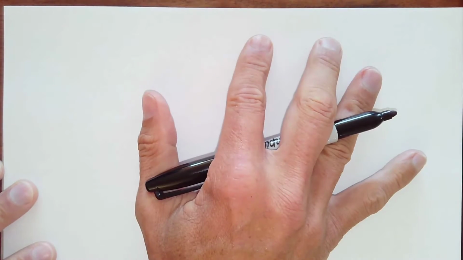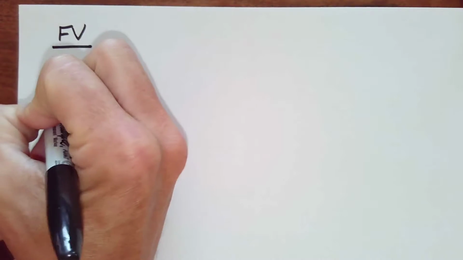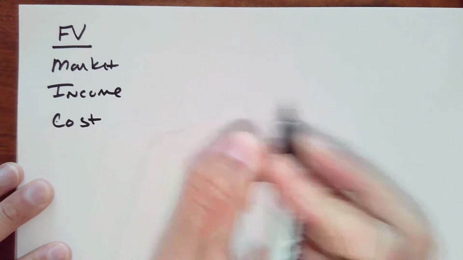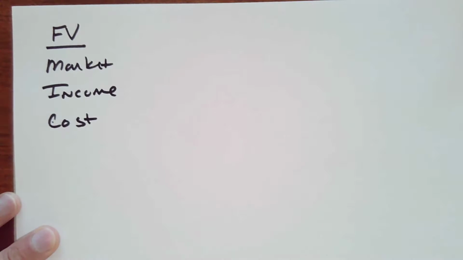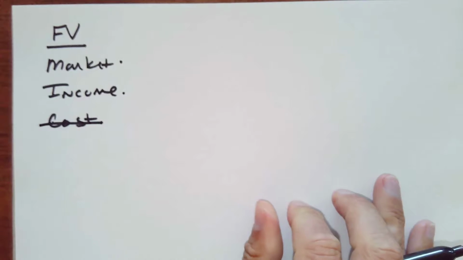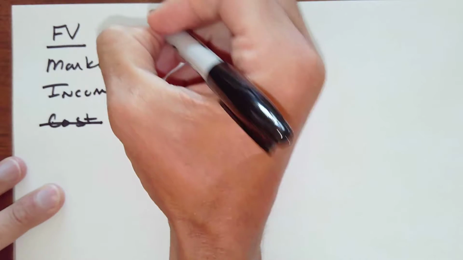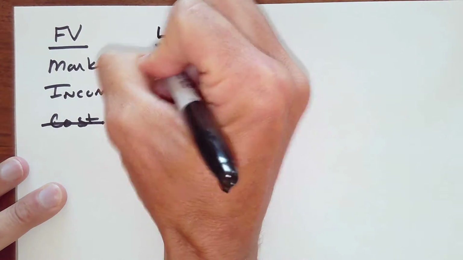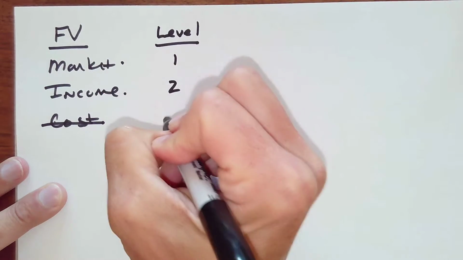But here we want to think about option, right? And the three methods that we talked about for fair valuing anything was a market approach, an income approach, and a cost approach. Now, for financial instruments like derivatives, we don't use a cost approach. So it's either going to be a market approach or an income approach. And as you recall, there's different levels. 1, 2, and 3.